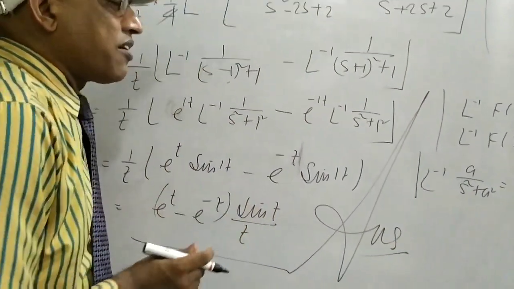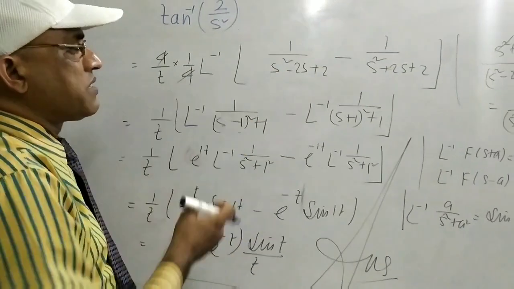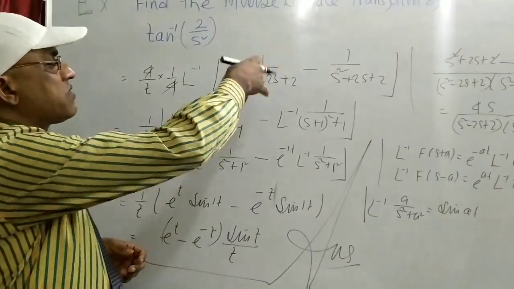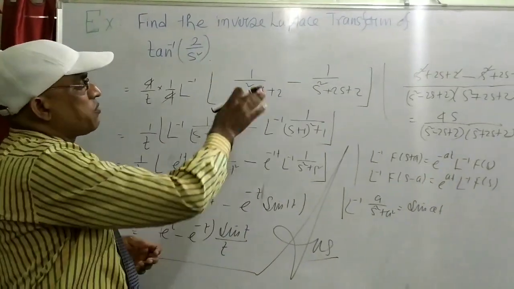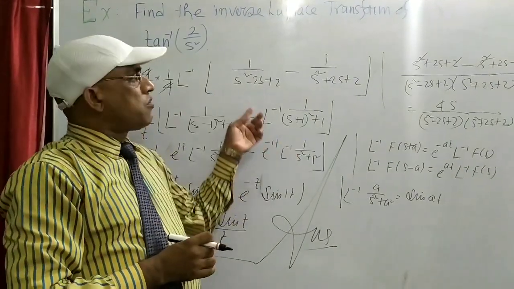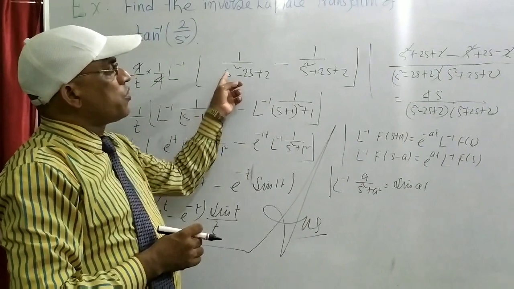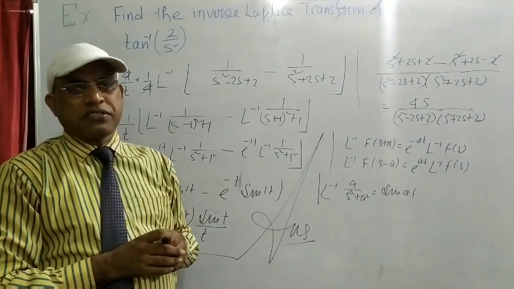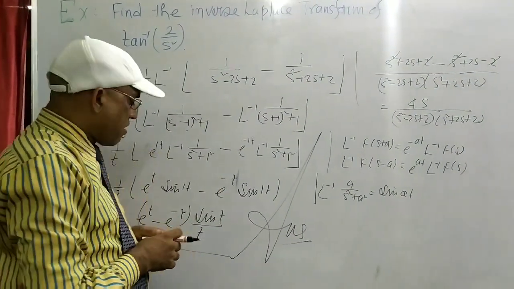So the solution is long but not difficult. You just have to use the technique, and without using this technique, this will be very long. If we use partial fractions, then this solution will be very long. So we solved this problem without using partial fractions. So this is the complete solution.